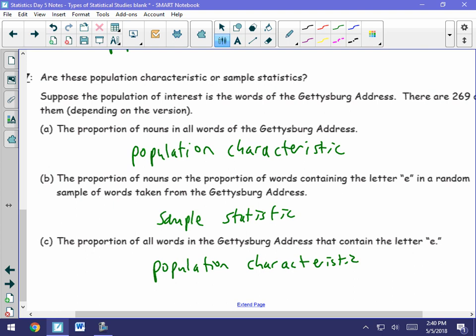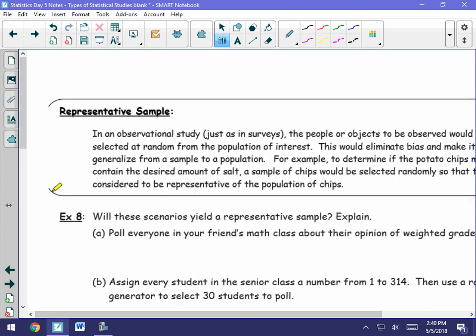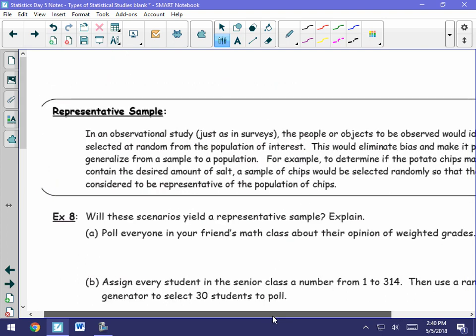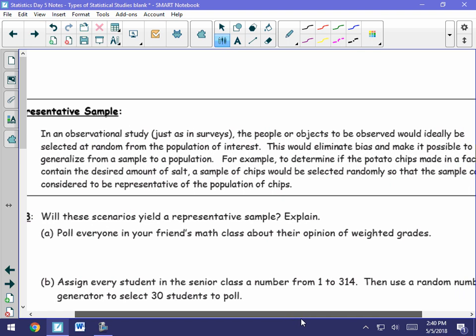Okay, and then just one last thing over here on the last page is the idea of a representative sample. So in an observational study, just as in surveys, the people or objects to be observed would ideally be selected at random from a population of interest. Right? So if we want to get a good sample, we want them to be selected at random. This would eliminate bias and make it possible to generalize from the sample to the population.